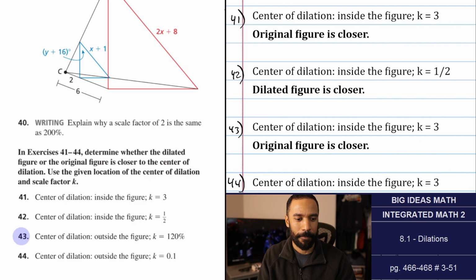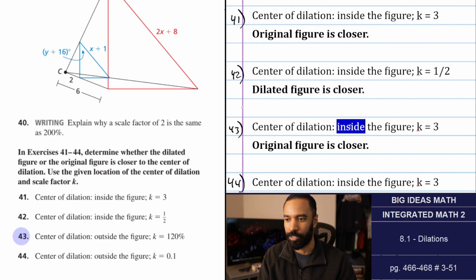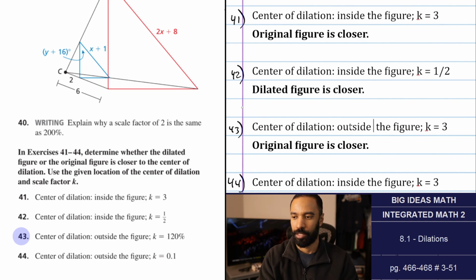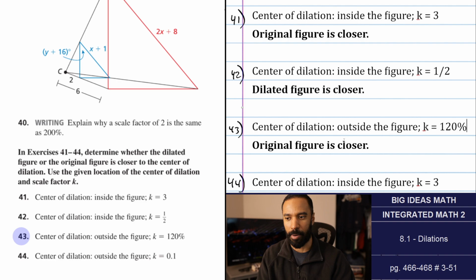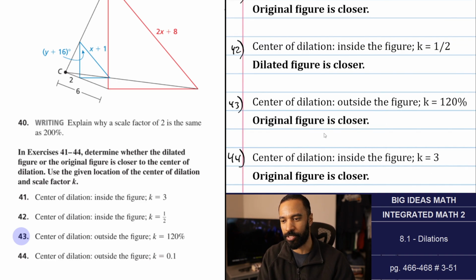Number 43, center of dilation's outside the figure. Who cares? Outside the figure, and K is 120%. 120% is more than 100%. Remember, it's 1.2. So the original figure should be closer. It doesn't matter if it's outside or inside the figure.